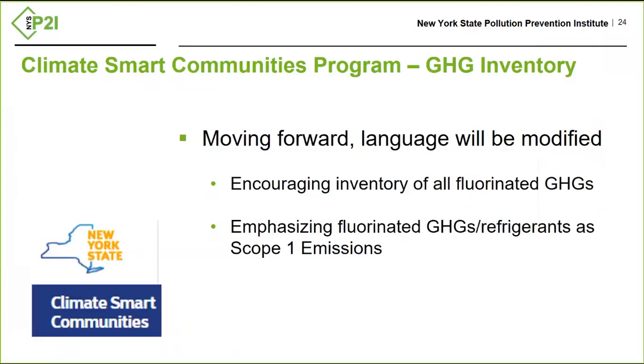So moving forward, language is going to be modified in the Climate Smart Communities program to encourage the inventory of all fluorinated greenhouse gases when identified, and to put more emphasis on fluorinated greenhouse gases as Scope 1 emissions.